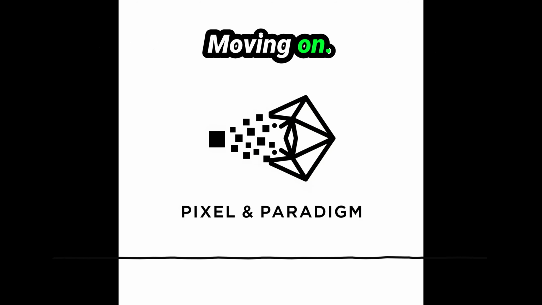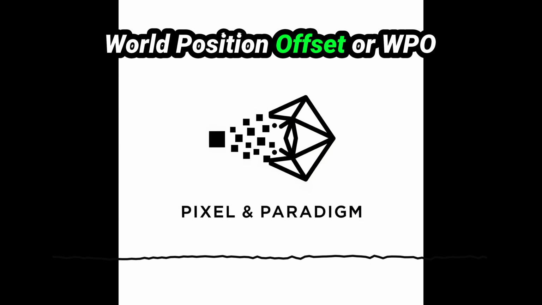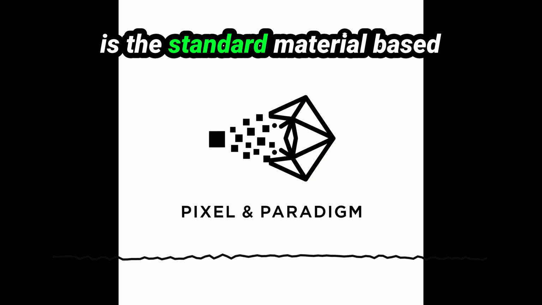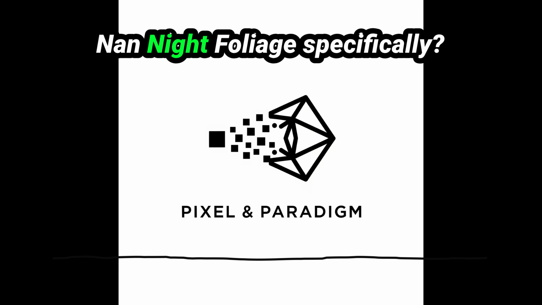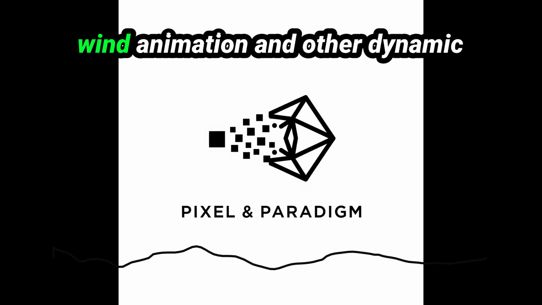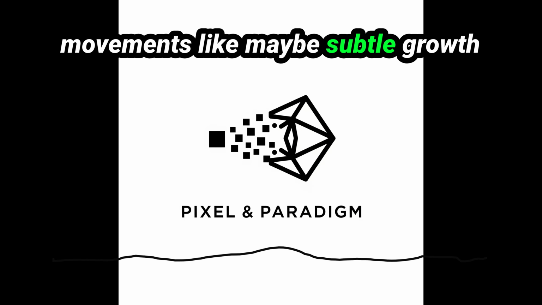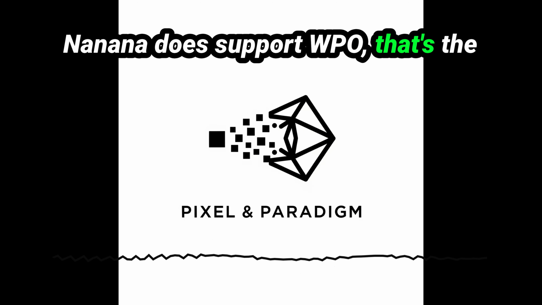All right, moving on. Materials also obviously need to handle wind and dynamic movement. World Position Offset, or WPO, is the standard material-based technique for this in Unreal Engine. How does WPO interact with Nanite Foliage specifically? Yeah, WPO is indeed essential for imparting wind animation and other dynamic movements like maybe subtle growth or reactions to external forces. Nanite does support WPO, that's the good news.